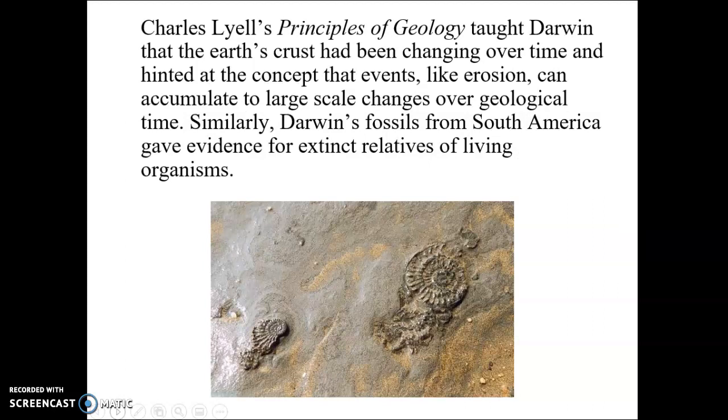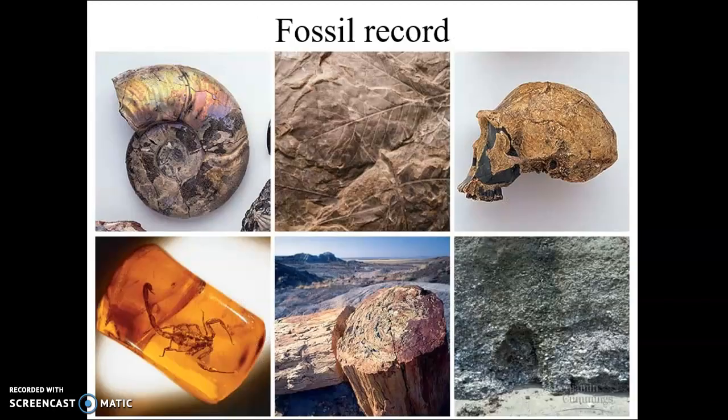So Charles Lyell's Principles of Geology taught Darwin that the Earth's crust has been changing over time and hinted at the concept that events like erosion can accumulate to large-scale changes over time. Similarly, Darwin had found fossils from South America that gave evidence for extinct relatives of living organisms. Now we're going to talk later about some evidence that we have that evolution is in fact real, but while we're mentioning fossils, we'll show you guys some pictures here.